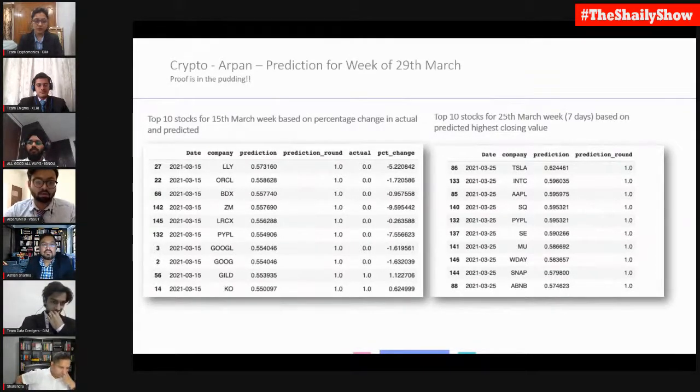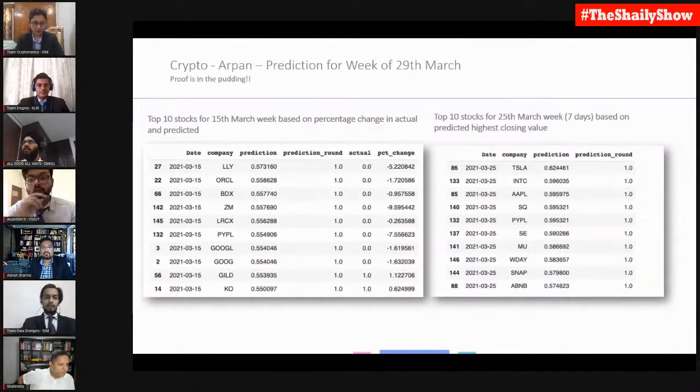So that actually is not 15th to 22nd. It's from the 15th to the 25th, and the one which is the 25th actually goes out till the 4th of April, I guess. Arpan, that is correct, yes. Because I took the 7 days as working days. So instead of just 1 week, he used 7 working days as the criteria for prediction. And LLY has appeared here as well, which is great.